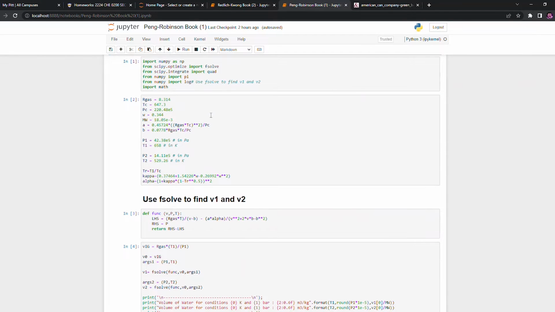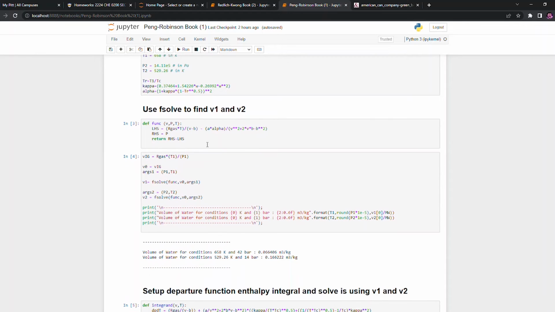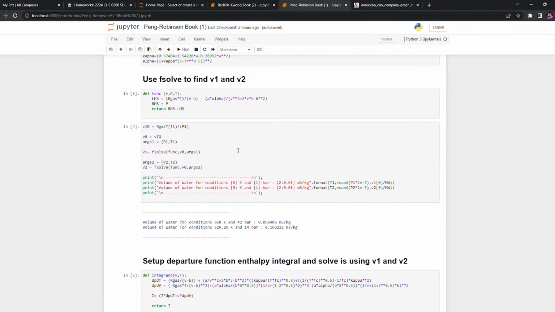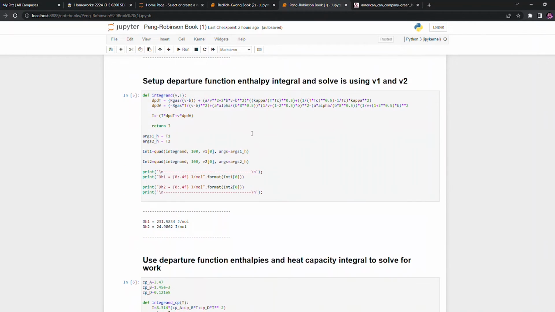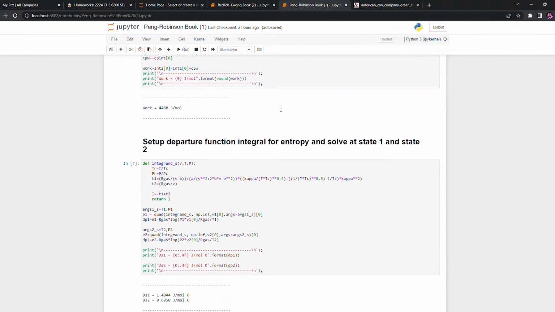In the second cell, again, you can input your constants along with pressure and temperature from states 1 and 2. And also we have reduced temperature and kappa and alpha. This cell has the Peng-Robinson equation of state solved for V again. The cell uses fsolve on this function to solve for V1 and V2. Again, the cell sets up your departure function enthalpy integral and solves it for states 1 and 2. And this one uses those departure function enthalpies in the heat capacity integral to solve for work.